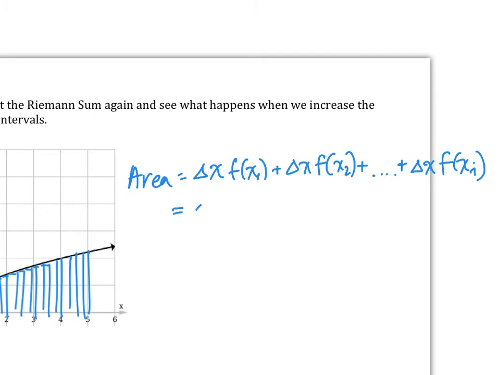And then I can change this by taking the delta x out of there, just rewriting this.